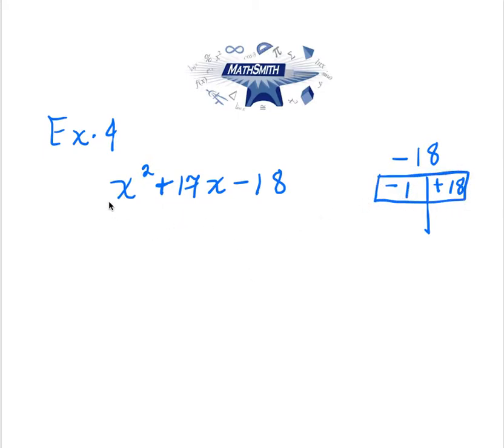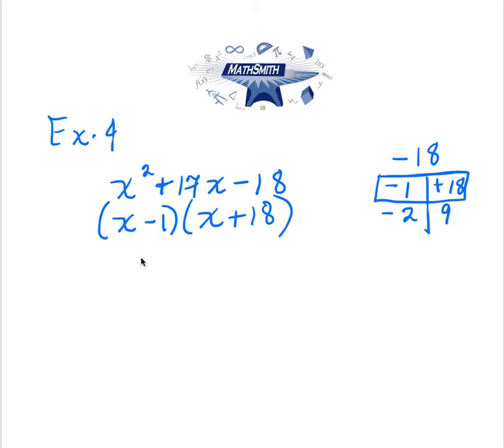There it is. So here's our factoring for this. x minus 1 times x plus 18. You could have had negative 2 and positive 9, but what does that combine into? Positive 7. So that's not going to be it. So once you hit the one combination, that is it. You're done.